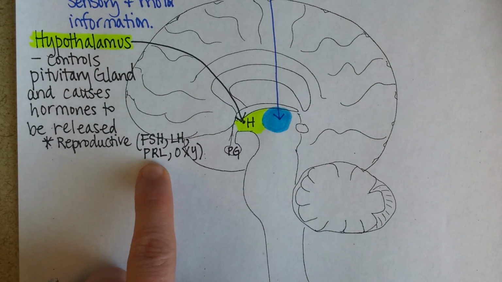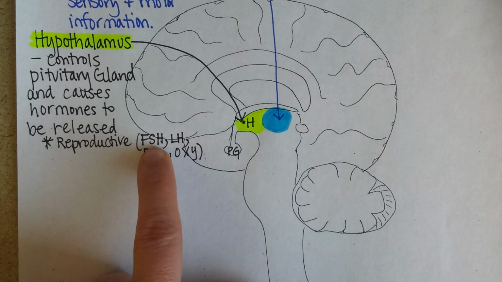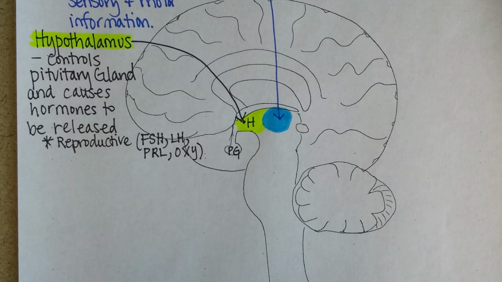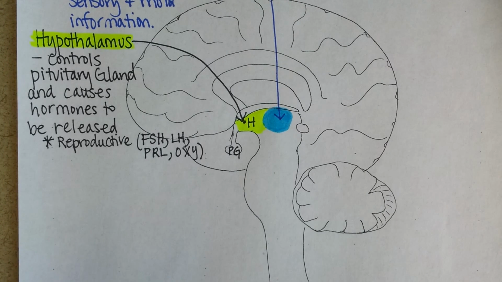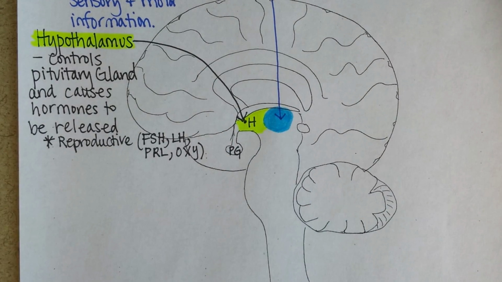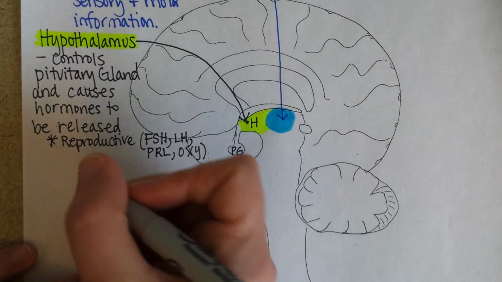So prolactin helps you make milk, oxytocin helps the milk come out, FSH helps an egg get ready for ovulation, luteinizing hormone helps the egg actually be ovulated. So that's how the hypothalamus can control reproductive cycles, is by telling the pituitary gland when to release a variety of hormones. That's not all it controls, though.